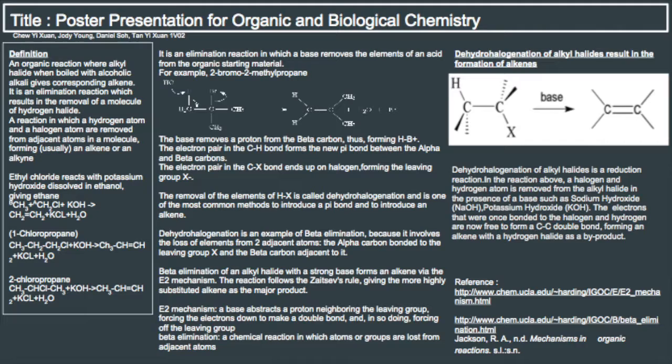So there are a few reactions that can take place under dehydrohalogenation, and one of them is ethyl chloride reacting with potassium hydroxide dissolved in ethanol to give ethene. And the other one is 1-chloropropane that reacts with potassium hydroxide. And the last one is 2-chloropropane that reacts with potassium hydroxide dissolved in ethanol.